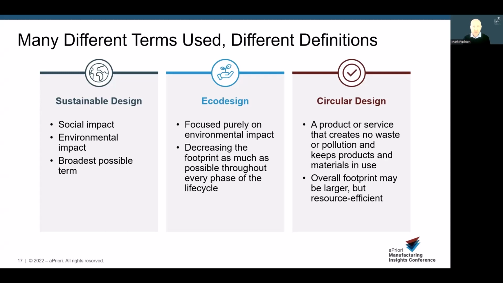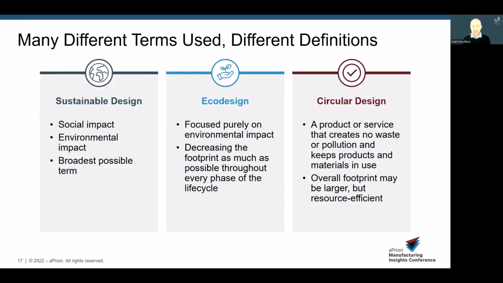And there are a lot of terms thrown around. I quite like this definition, as it quite clearly differentiates the different approaches. But there are lots of different definitions, and we want to be able to help with all of them. So the first one, sustainable design, is the broadest possible term. It looks at both the social impact as well as the environmental impact of developing products. Then there's eco design, which is purely focused on the environmental impact. And it's really about decreasing the footprint as much as possible.